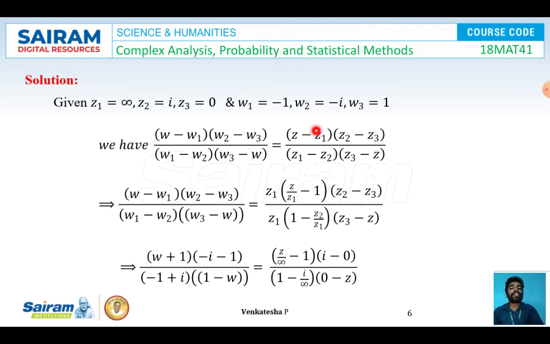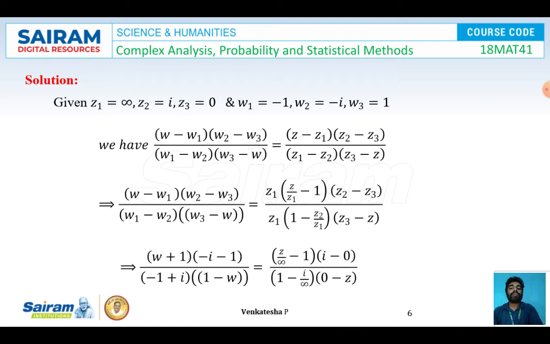Now after taking z1 common factor, it will become (w - w1)(w2 - w3) / (w1 - w2)(w3 - w). Here I am taking z1 common from this one. It will become z1(z/z1 - 1), keeping z2 - z3 as it is. And same thing here, also taking z1 common factor, we will be getting z1(1 - z2/z1)(z3 - z). So I can cancel this z1 here.